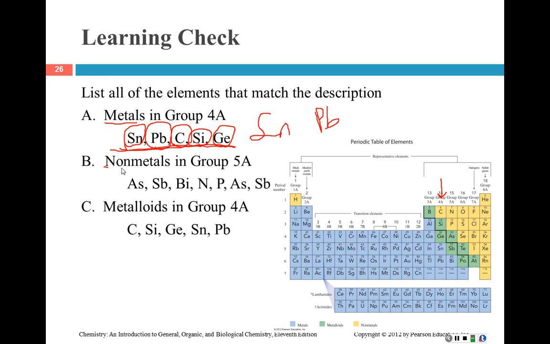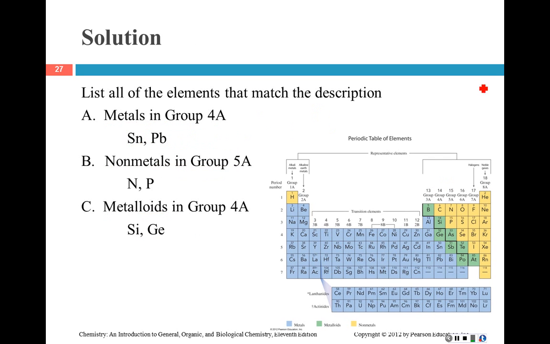All right, nonmetals in group 5A. Here's 5A. How do we know it's a nonmetal? It's to the right, but it can't be a metalloid. I see two here that are nonmetals, nitrogen and phosphorus. And then finally, metalloids in group 4A. Back to 4A. Metalloids would be silicon and germanium. So the same group can have different classifications: metal, nonmetal, and metalloid.